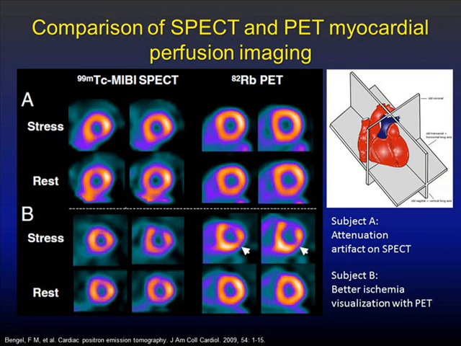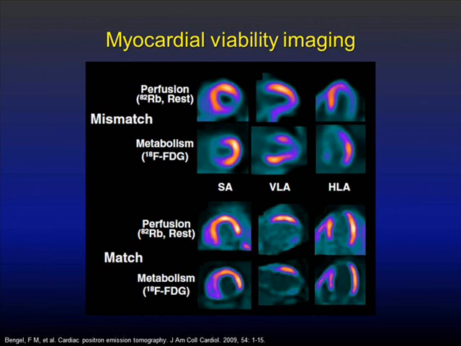Similarly, here's a patient that does have ischemia. Here it looks like there might be some infarction, but most people would call ischemia, but you can see this better with the PET tracer.